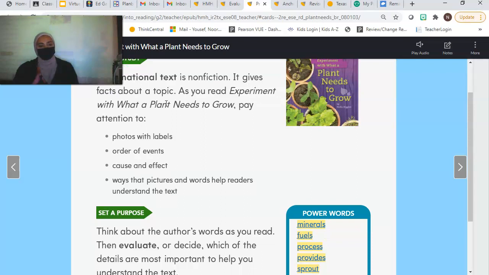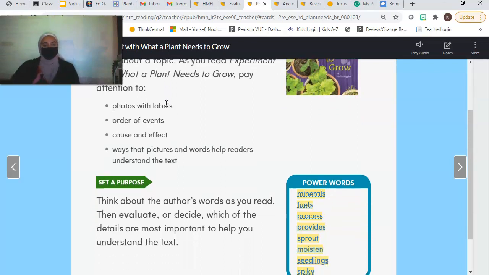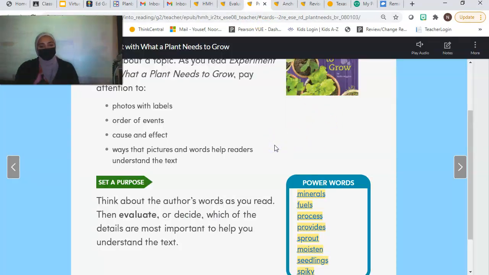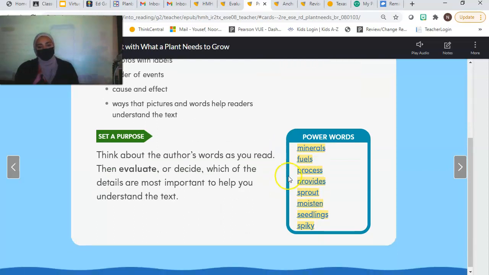As you read Experiment with What a Plant Needs to Grow, pay attention to photos and labels, order of events, cause and effect, and ways that pictures and words help readers understand the text. As we are reading this, we are going to evaluate what's important. So as we read, we're going to evaluate or come up with what's the most important thing. Think about the author's words as you read. Then evaluate or decide what's important and what is not. Okay? Before we read this word, let's go over some important vocabulary words.